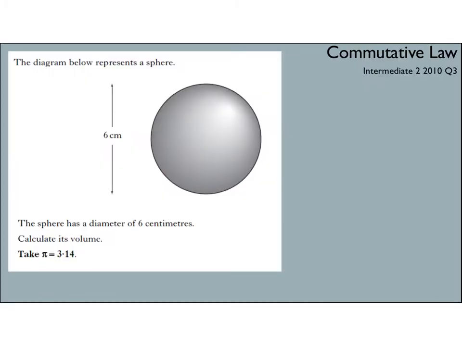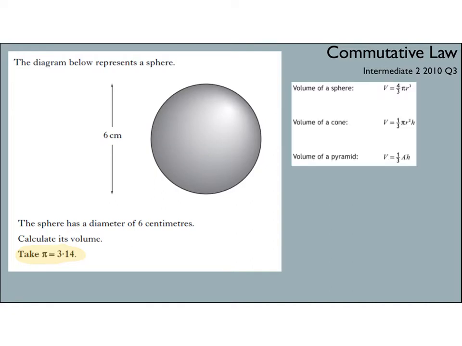So here's your first question here. The diagram below represents a sphere. The sphere has a diameter of 6 centimetres. Calculate its volume. This is non-calculator, remember, and they're telling you to take pi to be 3.14. So what you need to do is look at your formula sheet. I'm just going to pop that in for you. Okay, so there's your formula in there now. So choose the appropriate formula, pause the video, and off you go.